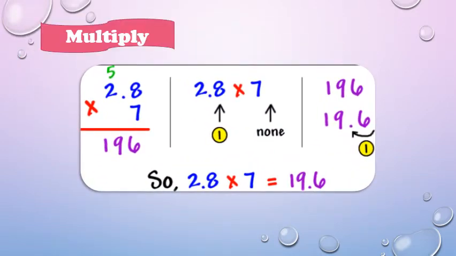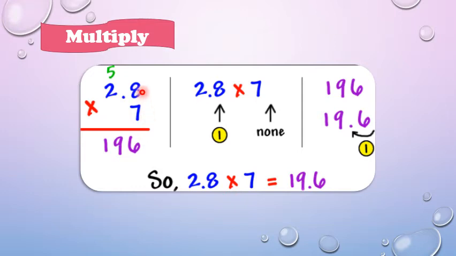Look at this example. I want to multiply 2.8 times 7. I will follow the steps. Step number 1. Write the problem vertically. 2.8 times 7. Step number 2. Ignore the decimal point and multiply.